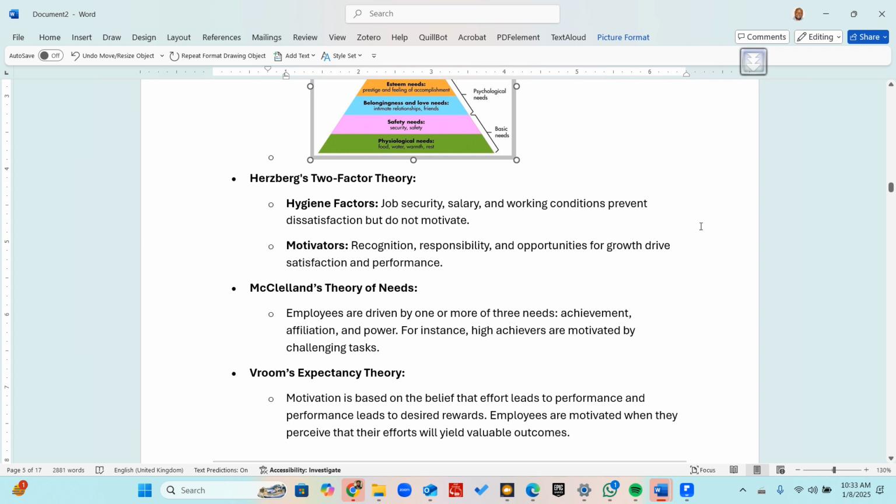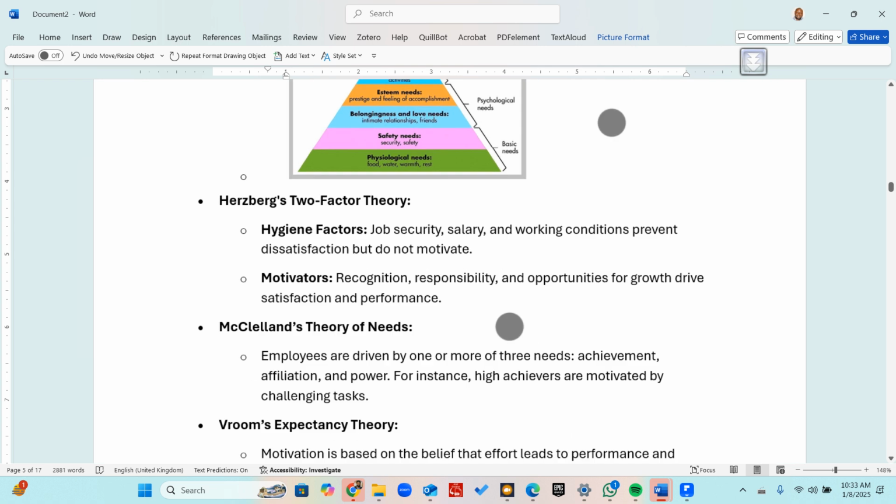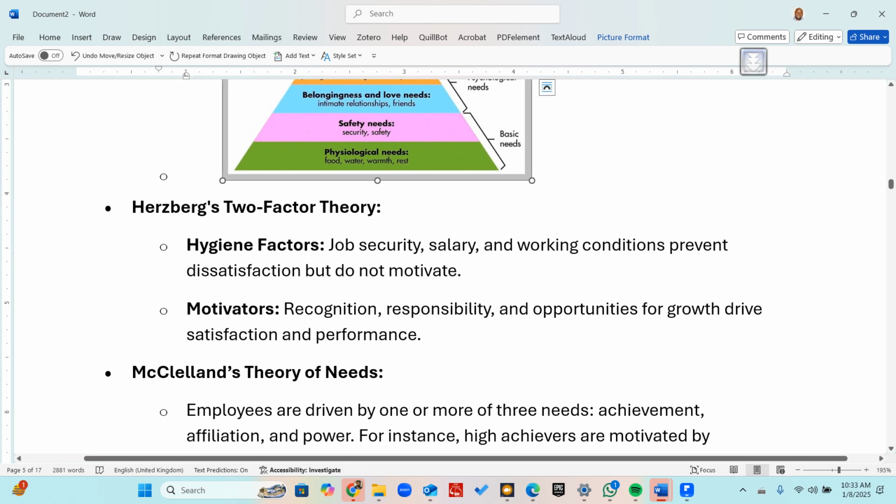So we have the second one, the Herzberg two-factor theory. The Herzberg two-factor theory talks about job security, salary, hygiene factors, work conditions that prevent dissatisfaction but do not motivate. So motivators include recognition, responsibility, opportunities for growth, drive, satisfaction, and performance. Once you understand these key principles, you'll be able to understand the theory.